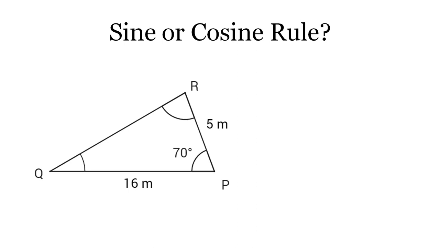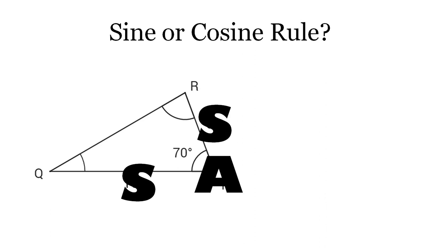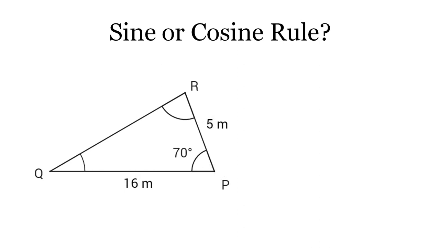In this next example, I don't have a side angle opposite pair, and I don't have any way to find any of the missing angles. What I do have is this side angle side relationship, or SAS, and if you have that, that suggests you can use the cosine rule.